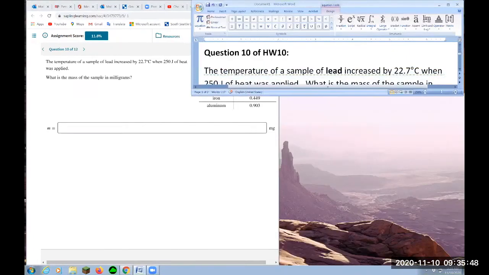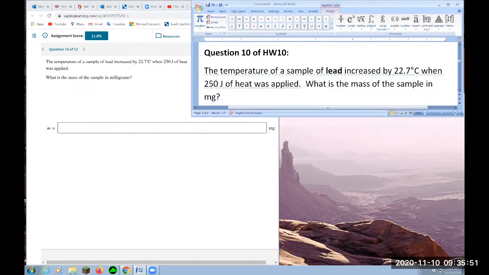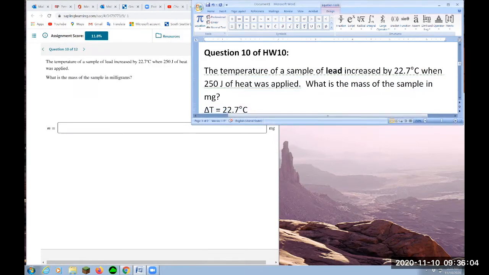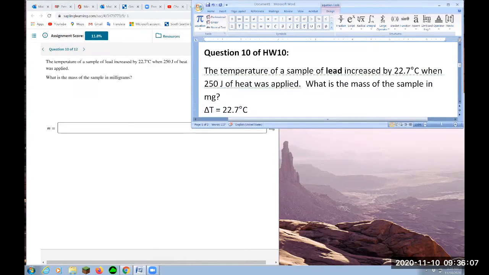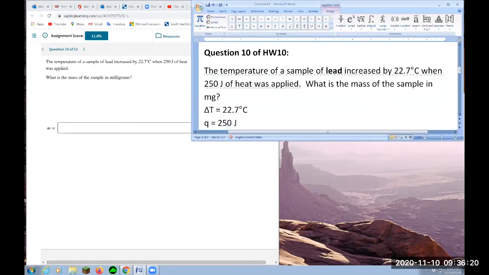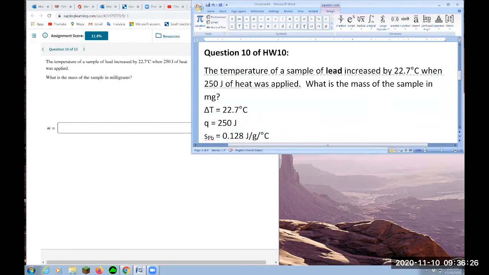I've rewritten the question here in Word. The temperature of the sample of lead increased by 22.7 degrees Celsius when 250 joules of heat was applied. What is the mass of the sample in milligrams? So what do we have? We have delta T. It's not a temperature, it's a difference in temperature. It's a temperature change because it says increased by 22.7 degrees Celsius. So that's delta T here. We have Q, the 250 joules of heat applied. And we are looking for the mass.